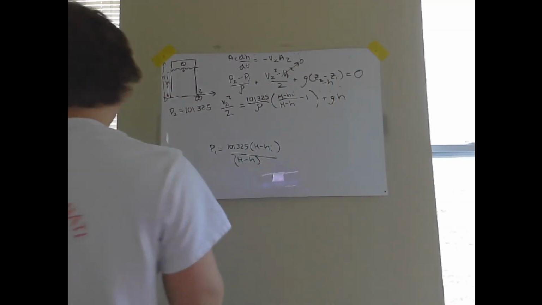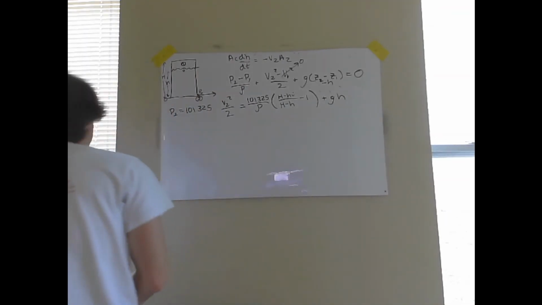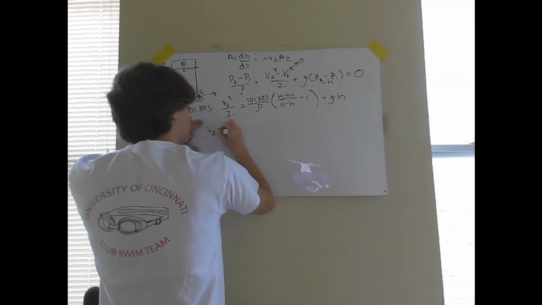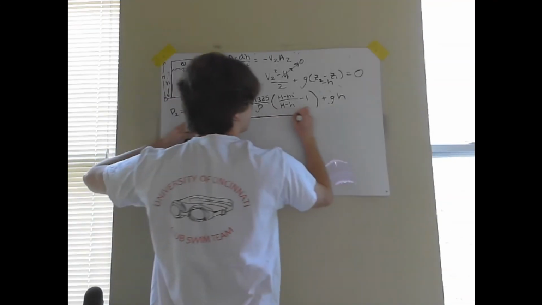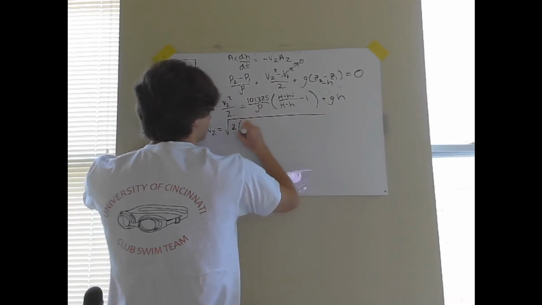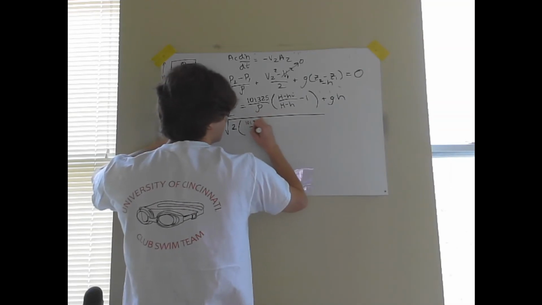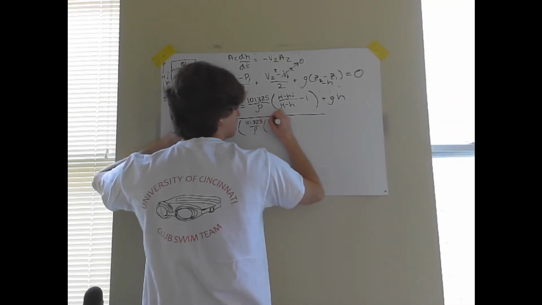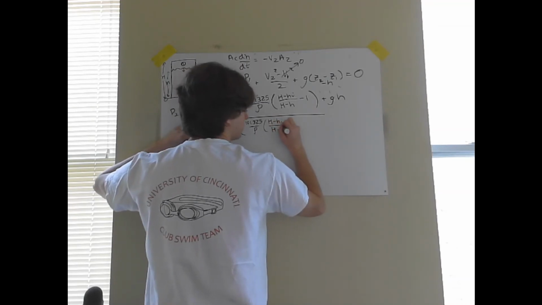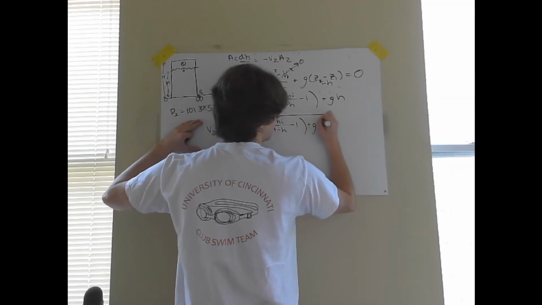And now we can solve for our velocity. That's just going to be the square root of 2 times this whole term. So 2 times 101,325 over the density times the height of the tank minus the initial height of the fluid over the height of the tank minus the current height of the fluid, minus 1, plus GH.